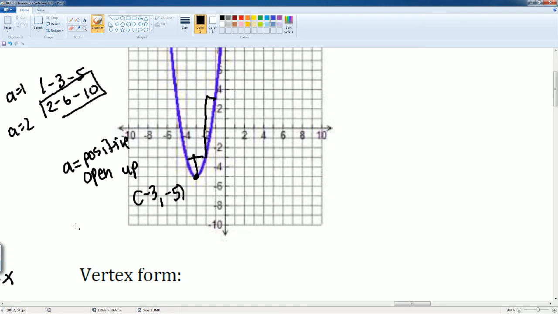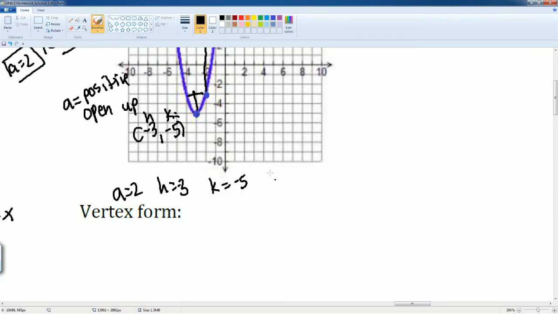So we know that here a is equal to 2 because the way the points are moving, from the vertex to the next point is going up 2 across 1. To the next point, it's going up 6 across 1. So let's write this. A is equal to 2. We have our h here. Our h is equal to negative 3. And our k here is equal to negative 5. Okay, we put it in vertex form.